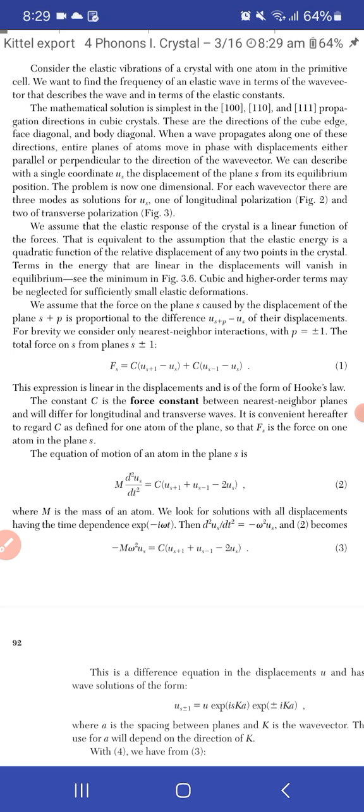The constant C is the force constant between the nearest neighbor planes and will differ for longitudinal and transverse waves.